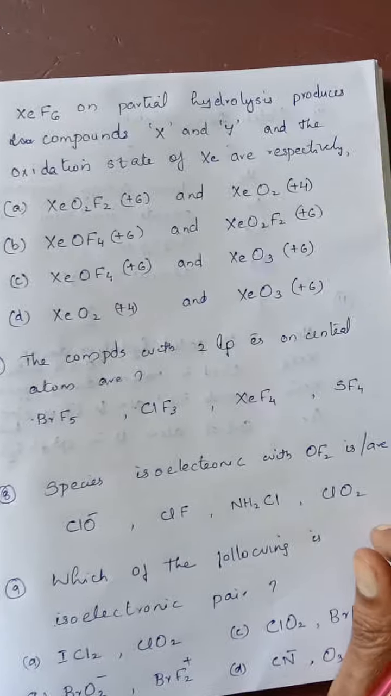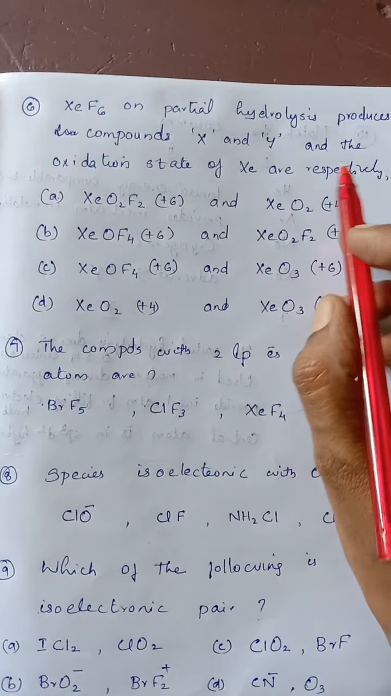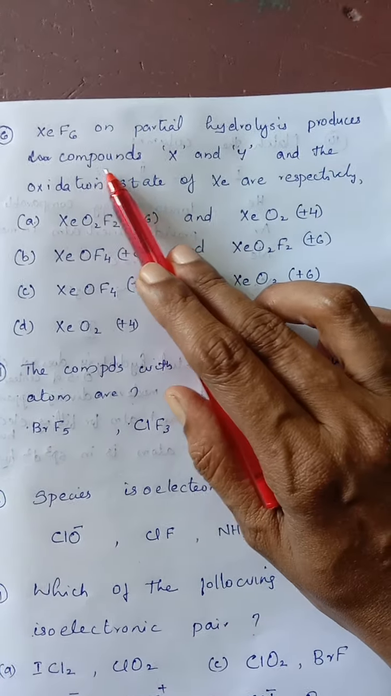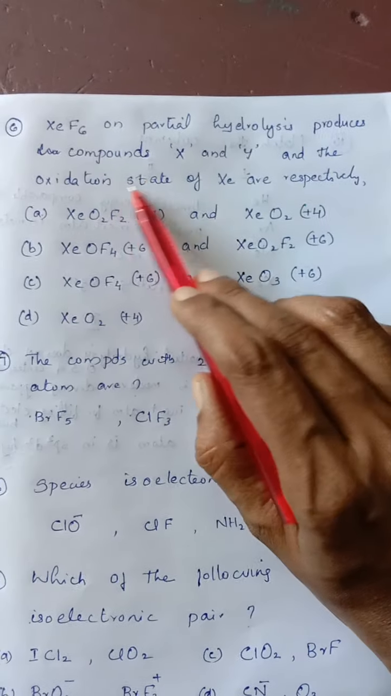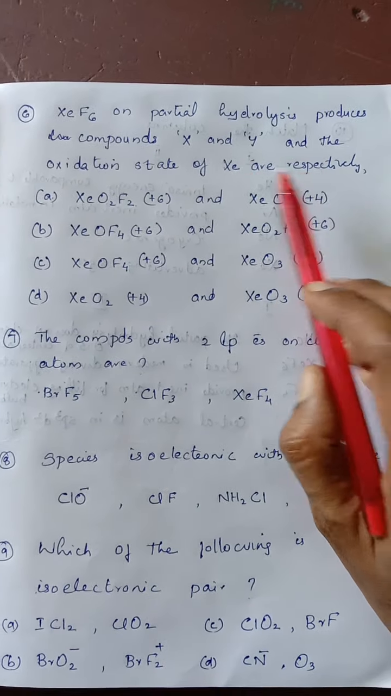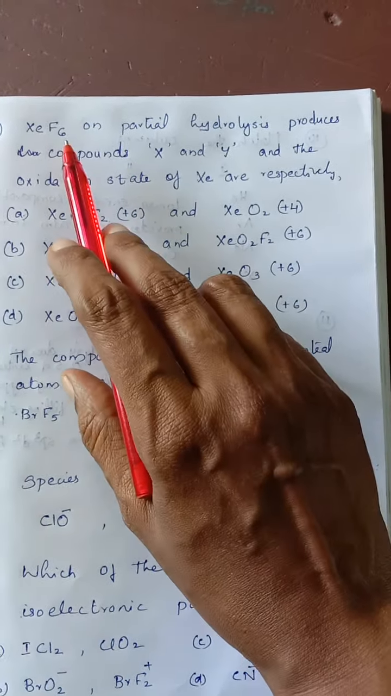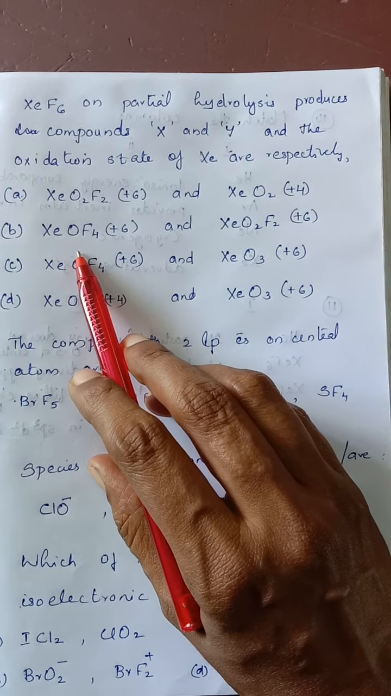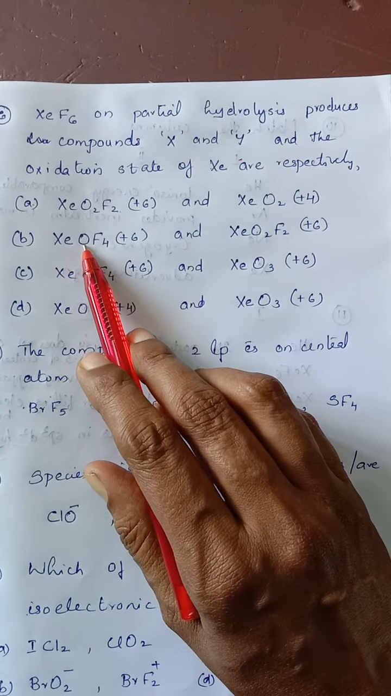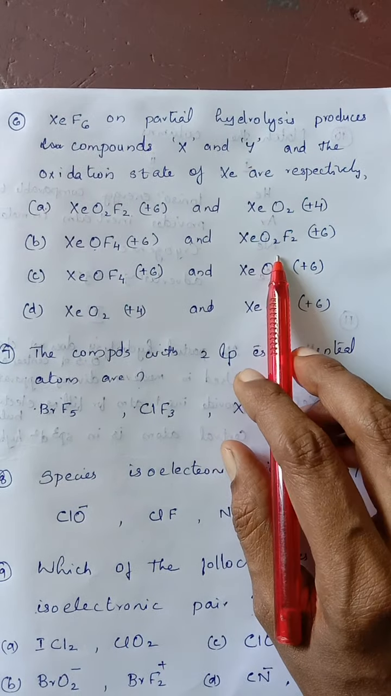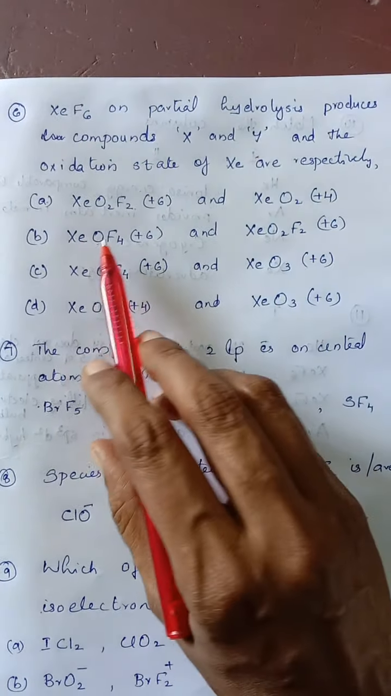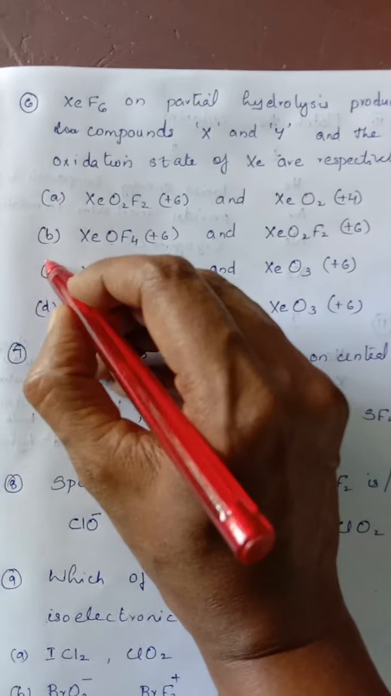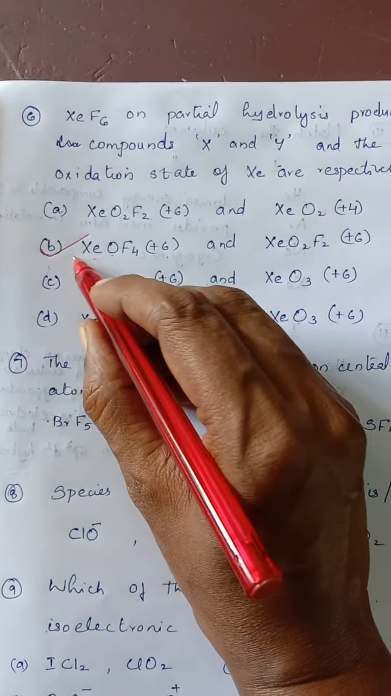XeF6 on partial hydrolysis produces 2 compounds X and Y. What are the oxidation states of xenon in these compounds? XeF6 on partial hydrolysis produces 2 compounds. They are XeOF4 and XeO2F2. In both the compounds, the oxidation state of xenon is +6. That is, option B is the correct answer.